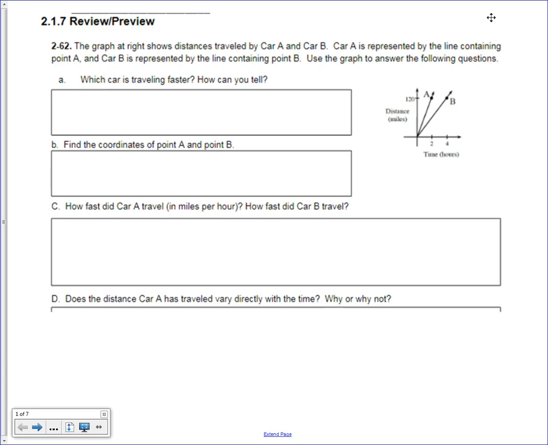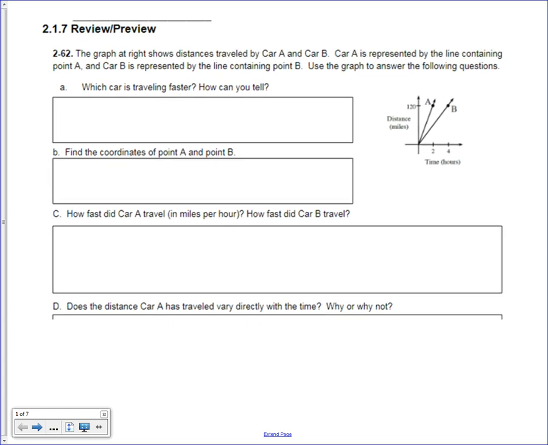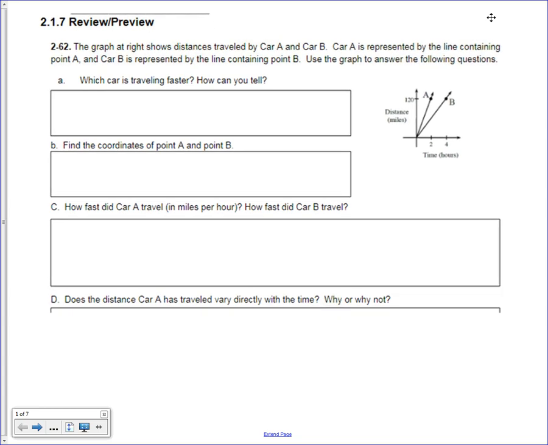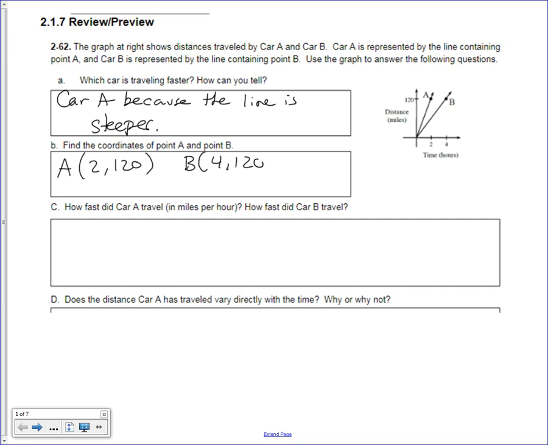Part A, which car is traveling faster? How can you tell? The answer is car A, because the line is steeper. Part B, find the coordinates of point A and point B. A is at the point (2, 120), and B is the point (4, 120).